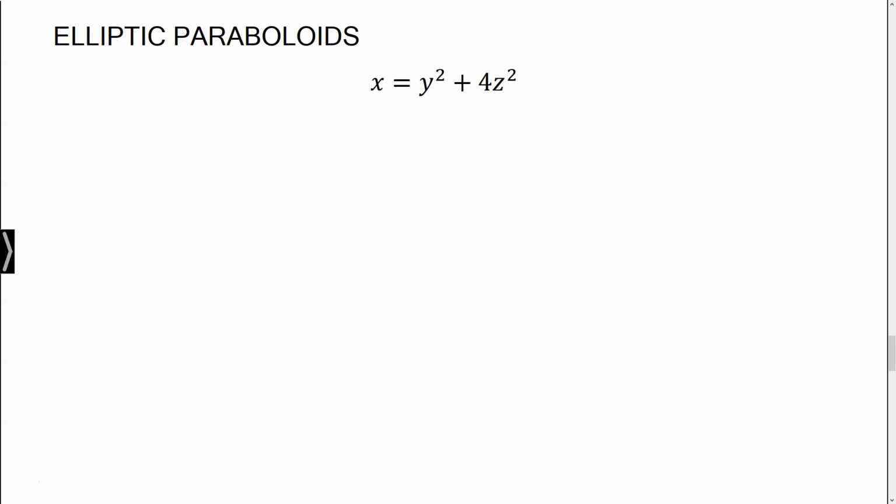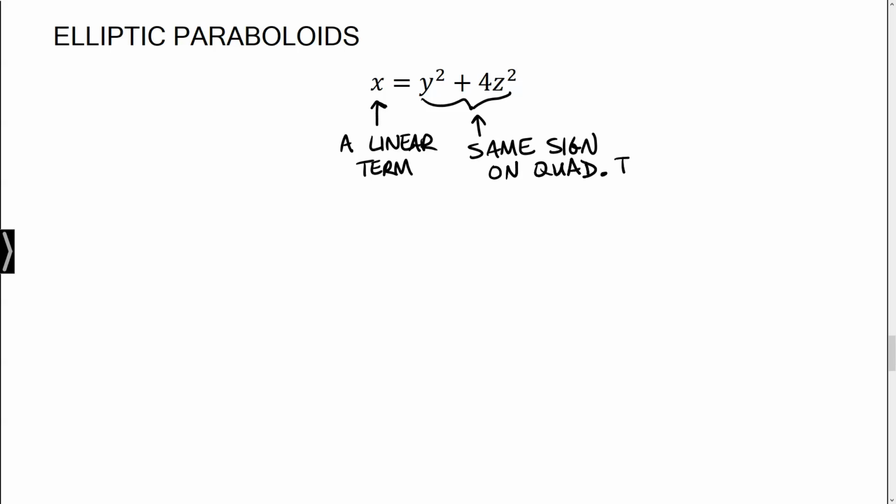So how do we identify these? Well, here's how. There's always a linear term. These last 2 are the only ones that have a linear term. It could be x, y, or z depending on the axis. That's the first thing: you look at the linear term. Now you have to determine whether it's elliptic or hyperbolic. You do that by looking at the other 2 terms, putting them on the other side. If these have the same sign for their coefficient, both positive or both negative, then it's going to be an elliptic paraboloid.